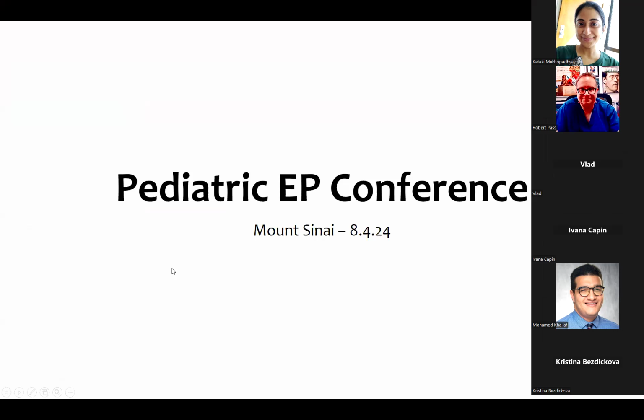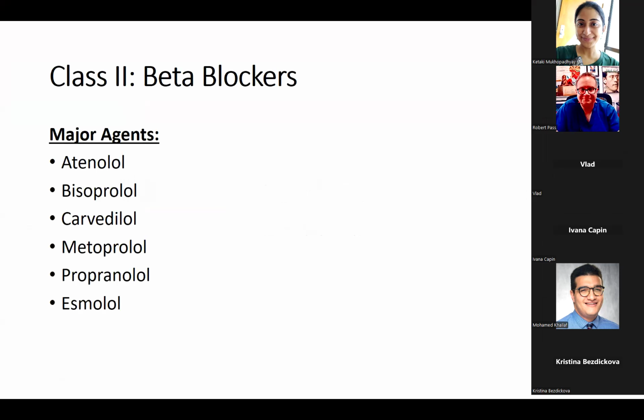All righty. So moving along in our movement through the antiarrhythmic agents, this week we're going to do beta blockers, which is the class 2 Vaughan Williams group. And there are many beta blockers, but these are probably the most commonly used ones: atenolol, bisoprolol, carvedilol, metoprolol, propranolol, esmolol, and I'm missing actually one, which is nadolol. So those are the main ones.